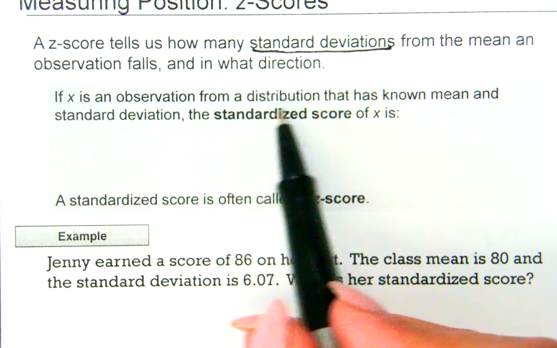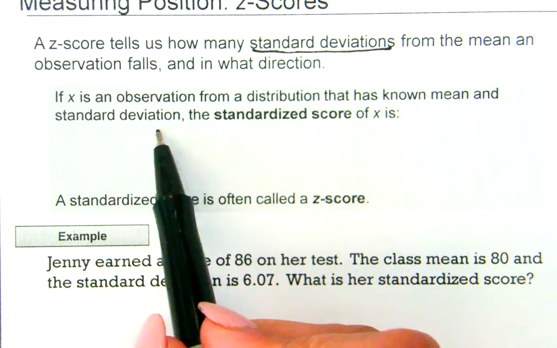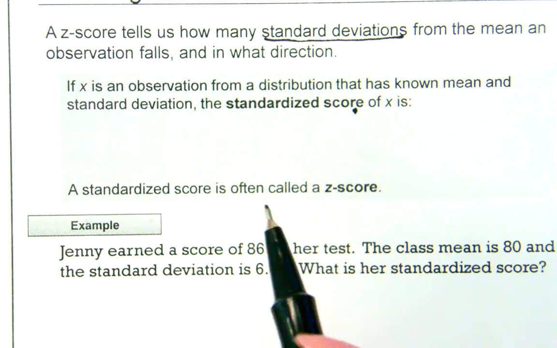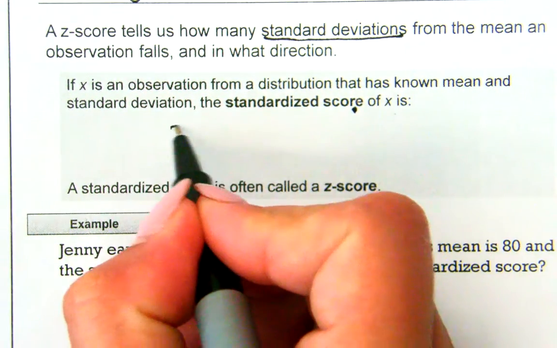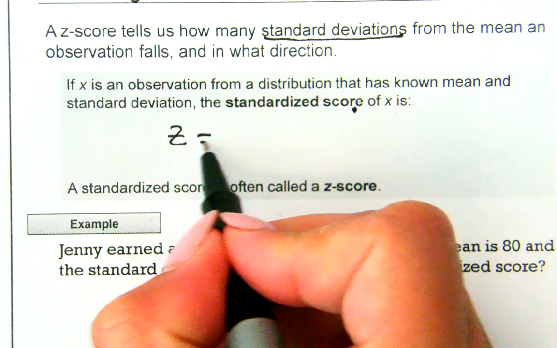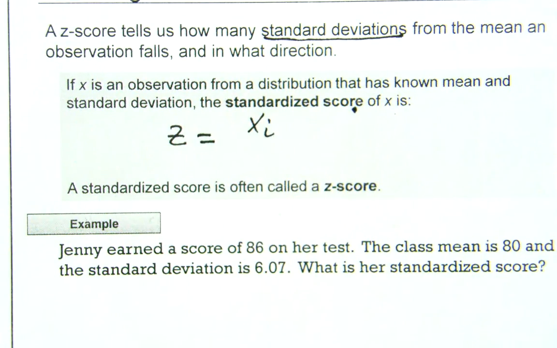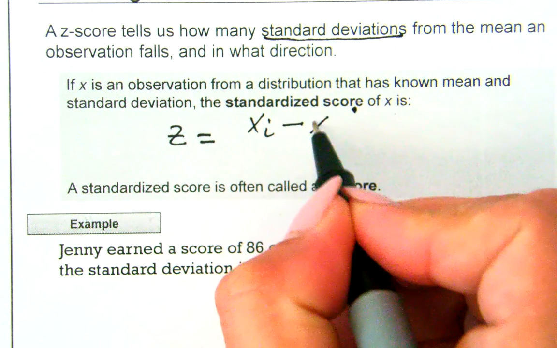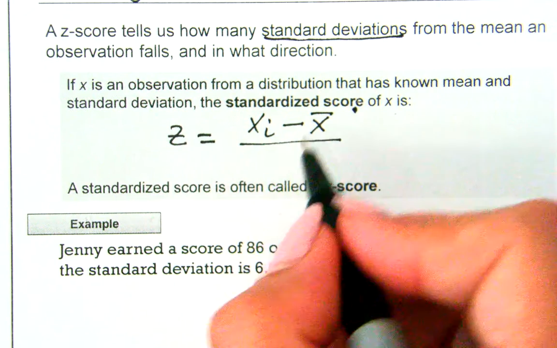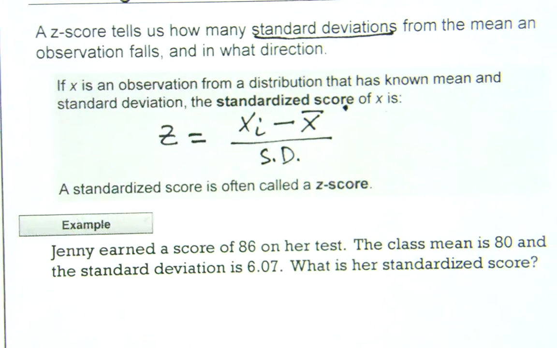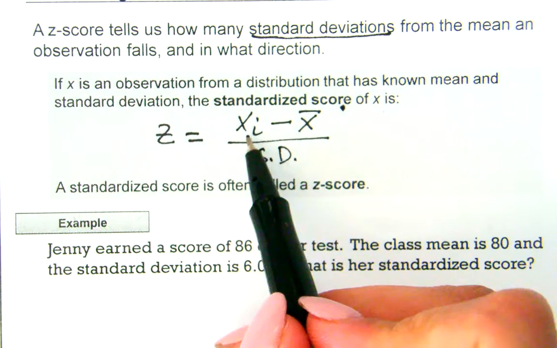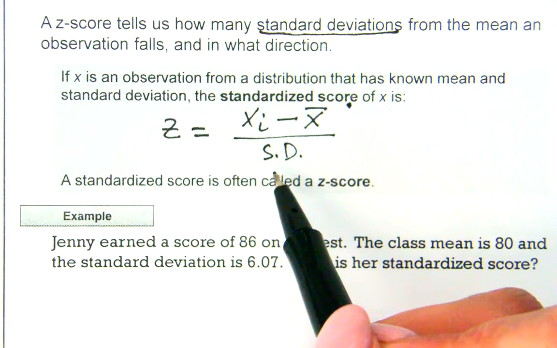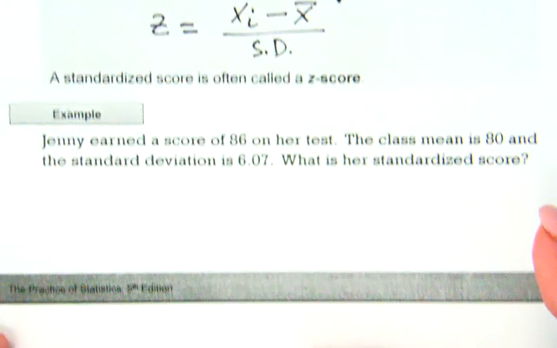So if x is an observation from a distribution with a given mean, the standardized score of x is calculated the following way. Your z-score is equal to the value, your observation, in this case her score, subtracted by the mean, all divided by your standard deviation. So we're going to do this on this example.